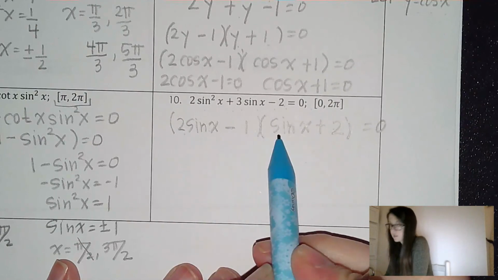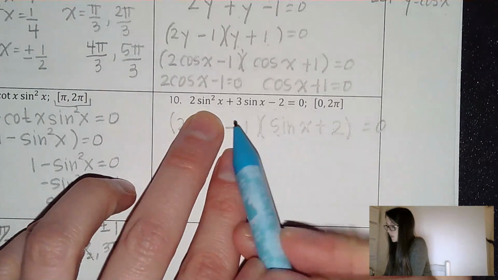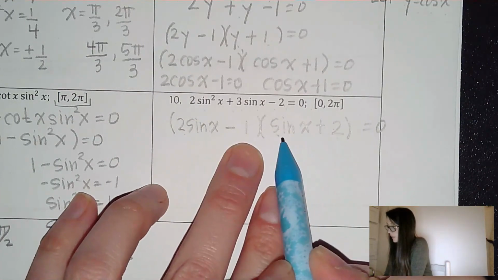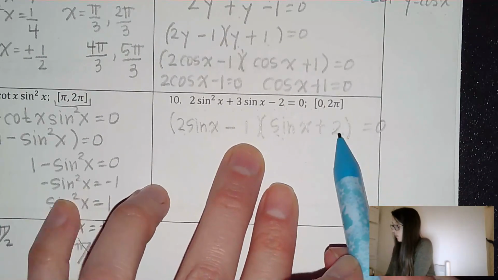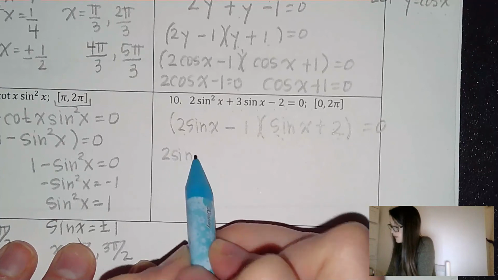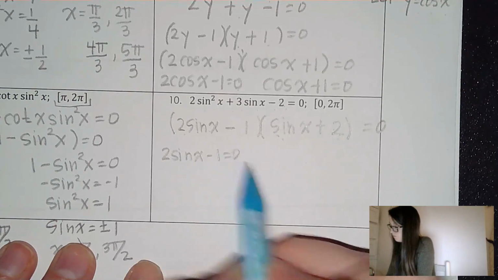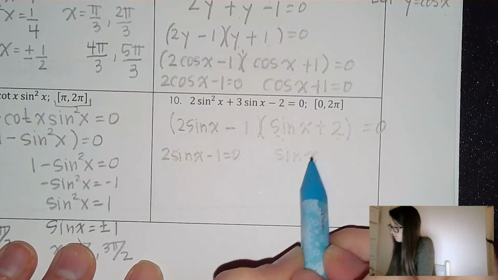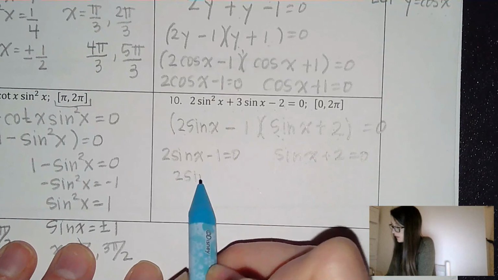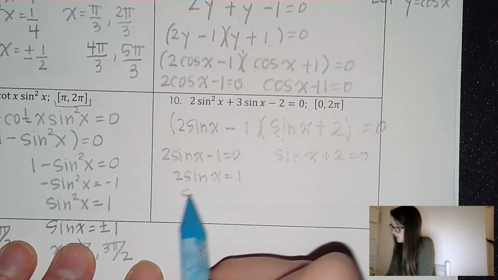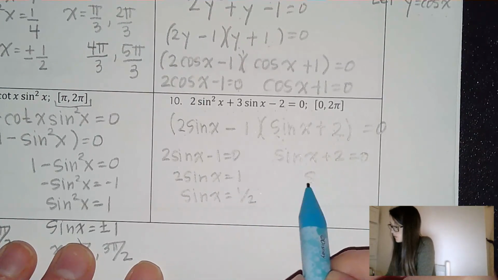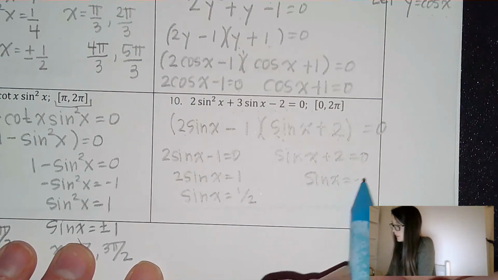So 2 sine x times sine x is a 2 sine squared x. 2 times 2 sine x is a 4. Minus a 1 is a 3. And then a negative 1 times a 2 is a negative 2. Okay. We'll set both of those equal to 0 now. So here we'll have 2 sine x is equal to 1. So sine of x is equal to 1/2. And this one would be sine of x is equal to negative 2.